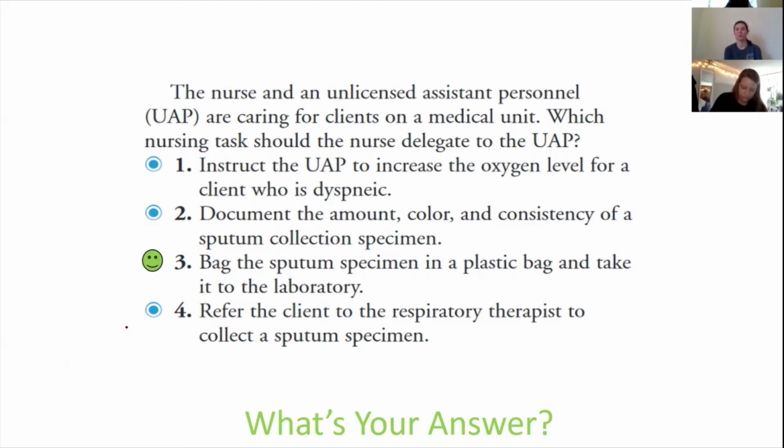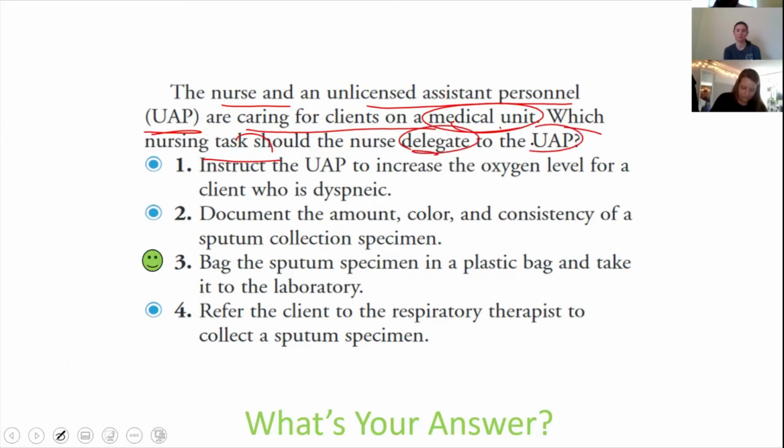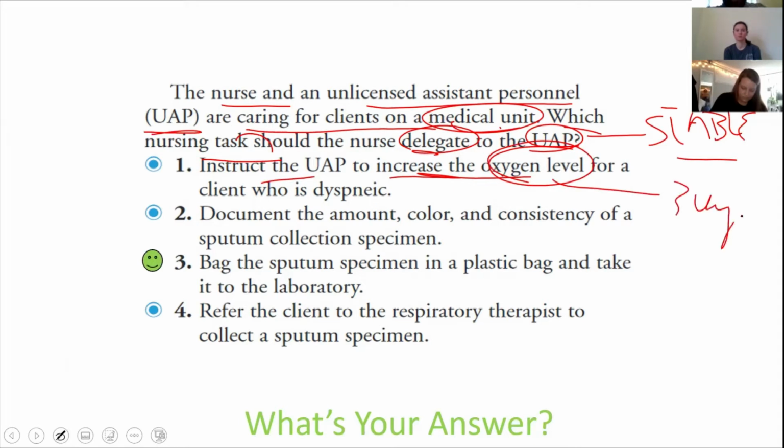Instruct the UAP. Okay, so the nurse and the unlicensed assistive personnel, UAP, care for clients on a medical unit. Which nursing tasks should the nurse delegate? Okay, what's a stable thing that they can do? All right, instruct the client to increase oxygen level. Well, what does that mean? That's vague. And we don't delegate vague things, right? So, one, we know they don't increase oxygen.